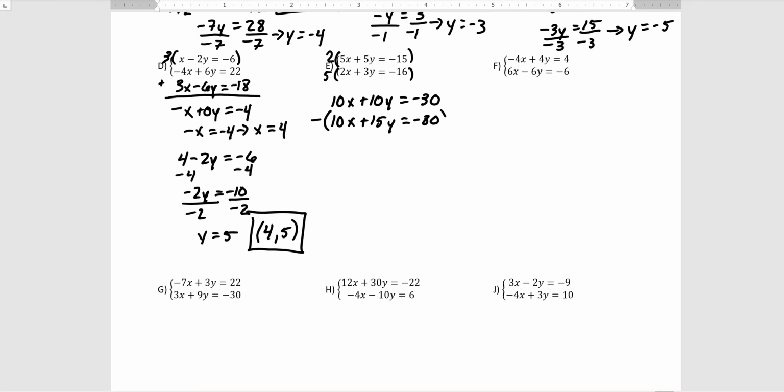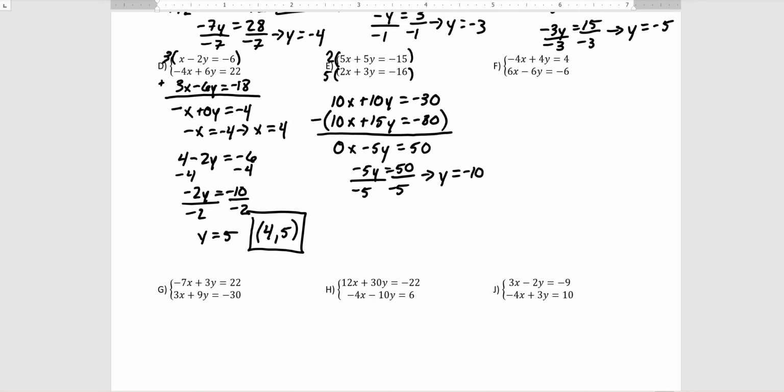All right, now let's subtract these here. Since they are the same, 10x minus 10x will give me 0x. 10y minus 15y will give me negative 5y. And negative 30 minus negative 80. Okay, well, if I'm subtracting a negative, that becomes addition. Negative 30 plus 80 would become 50. Now I have negative 5y equals 50. I'm going to divide by negative 5, and I'm going to find that y equals negative 10.